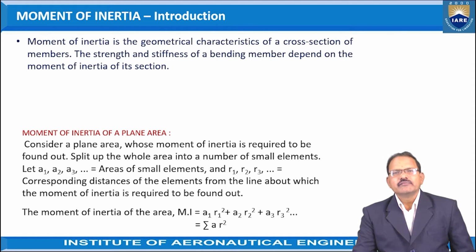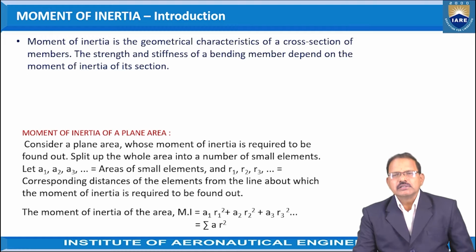The moment of inertia of a plane area. Consider a plane area whose moment of inertia is required to be found. Let us divide that entire area into some number of small elements. Let A1, A2, A3 represent the areas of the elements, at distances R1, R2, R3 from the reference line.